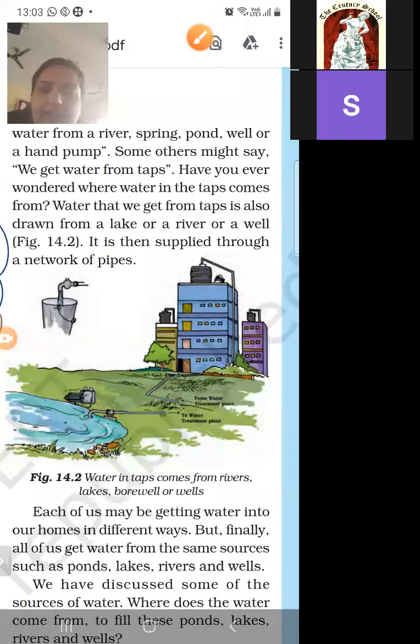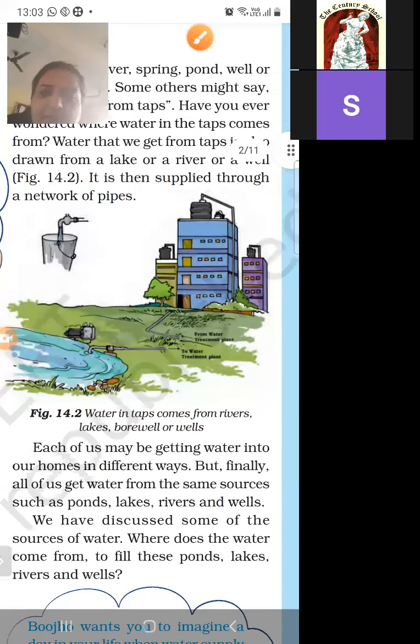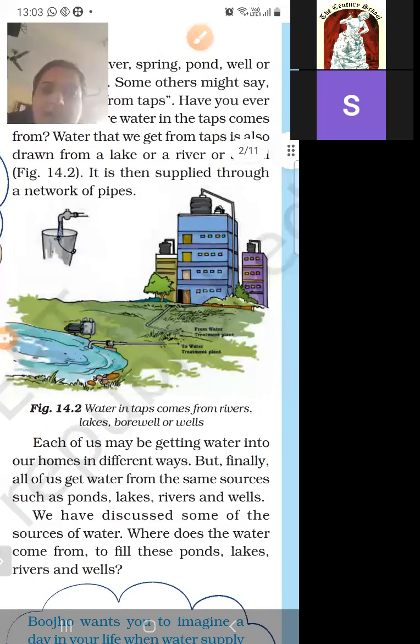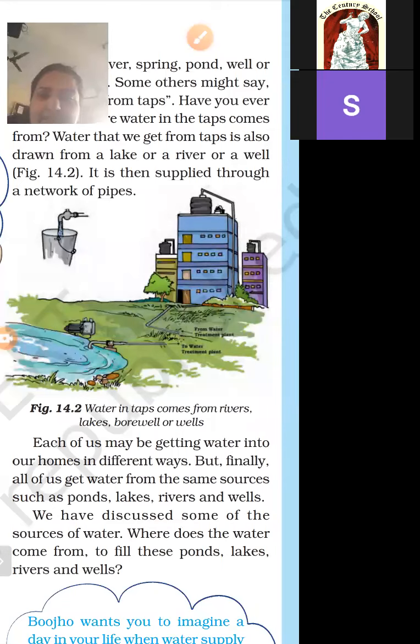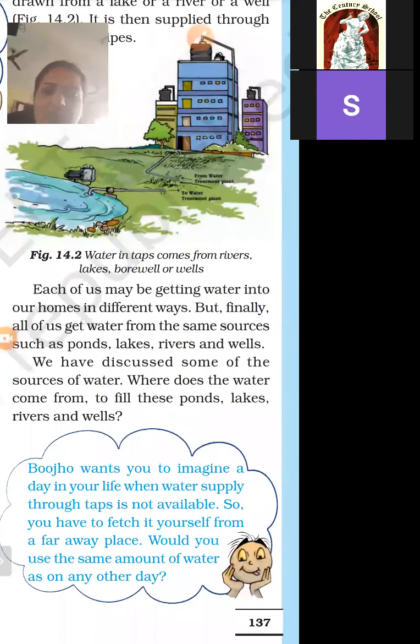So ways may be different. हमारे घर में पानी आने का तरीका अलग हो सकता है, but the main sources are ponds, lakes, rivers and wells. So next is, imagine a day when water supply is not available. Is the water used on that day the same? No. We will use less water if we have to work hard to carry it from far places.